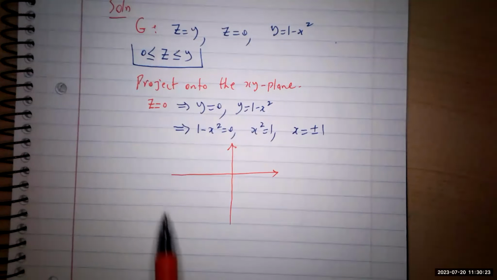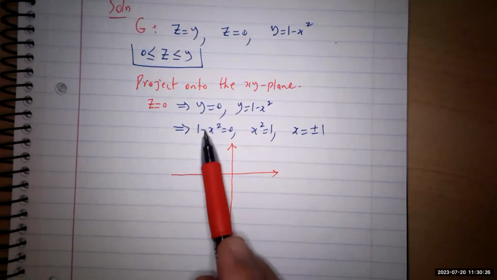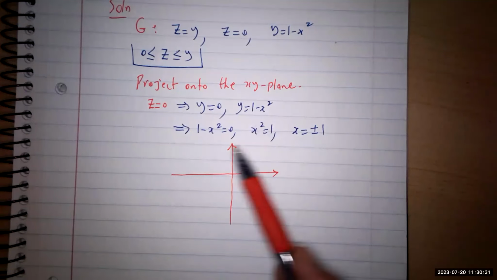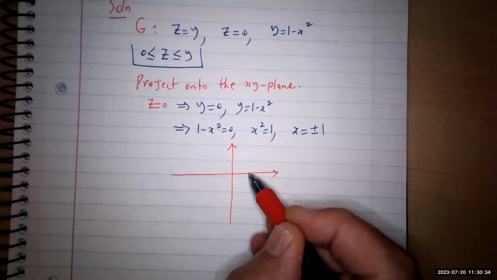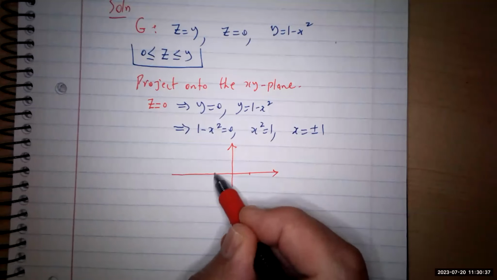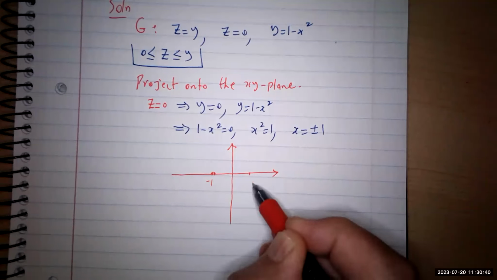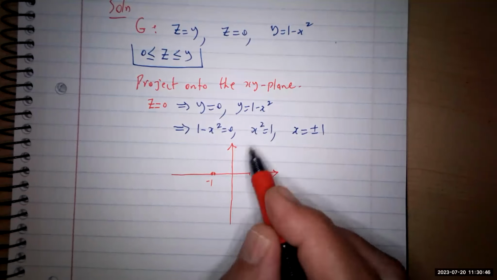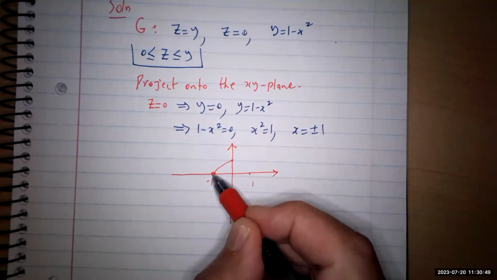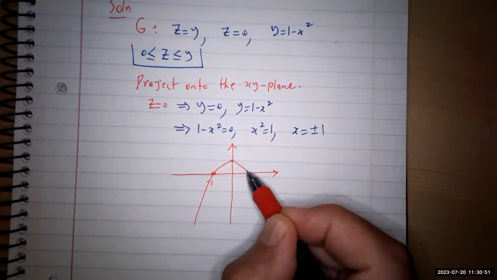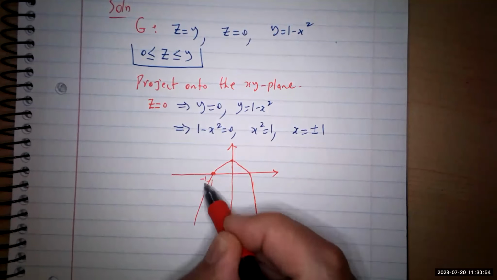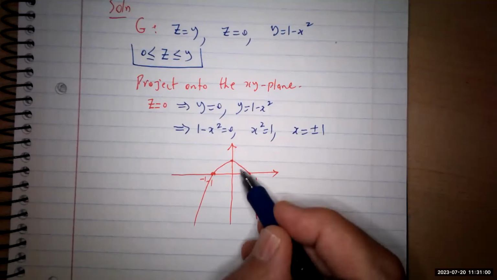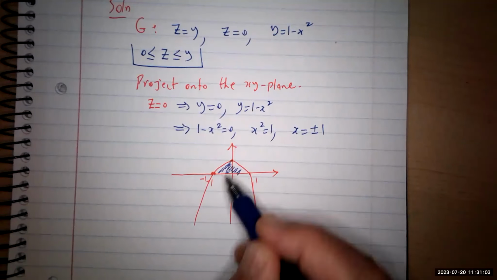Okay, y equal to 0 is going to be the x-axis. Then you have this parabola, y equal to 1 minus x squared, and we already get the intersection here. So we have positive 1 and negative 1. You know that it's going to be curving down, and if you put x equal to 0, that gives you 1. So this is going to be the region, or the projection, in two dimensions. Any question?